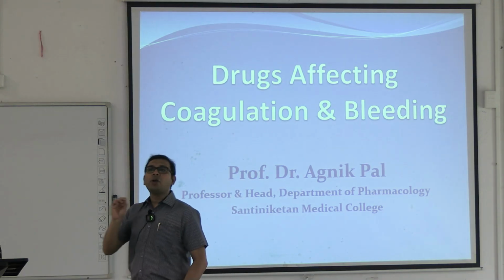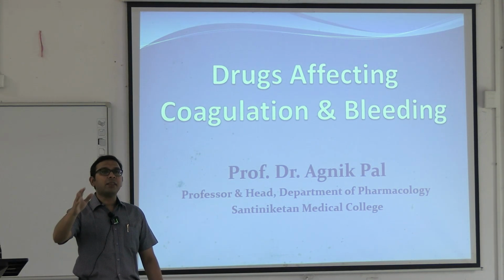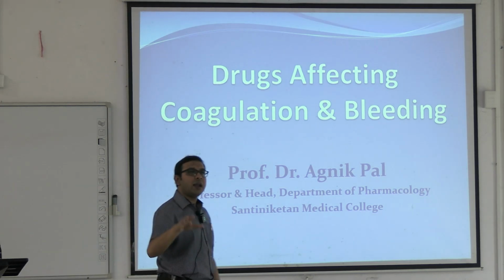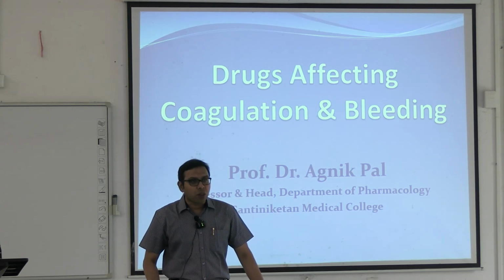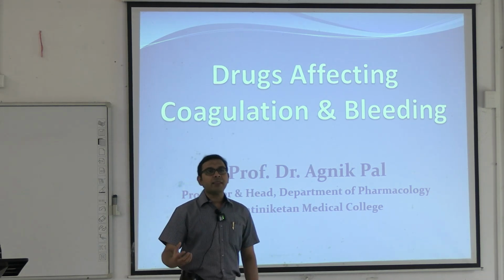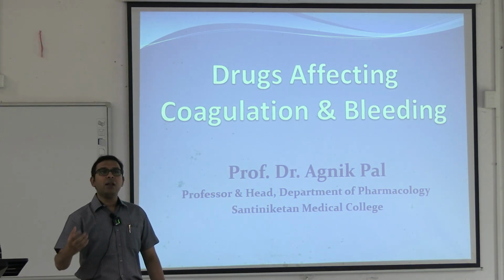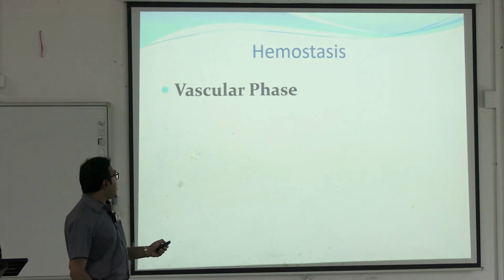Factor 7 has the shortest half-life, only 6 hours. That's why when we are giving warfarin, the factor 7 level usually falls first. And after factor 7, factor 9, factor 10 and lastly factor 2, that is the prothrombin level, falls. So we can assay factor 7 to see whether warfarin action is occurring or not. So let's just continue with this.